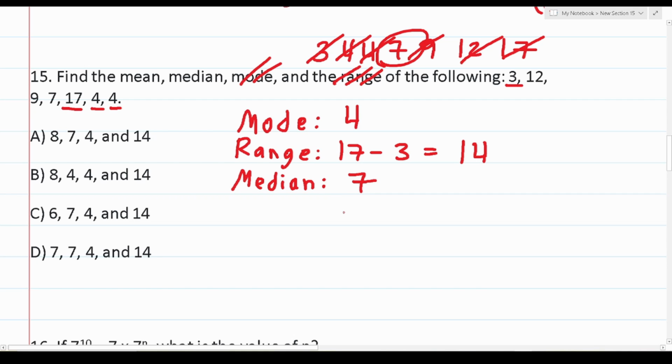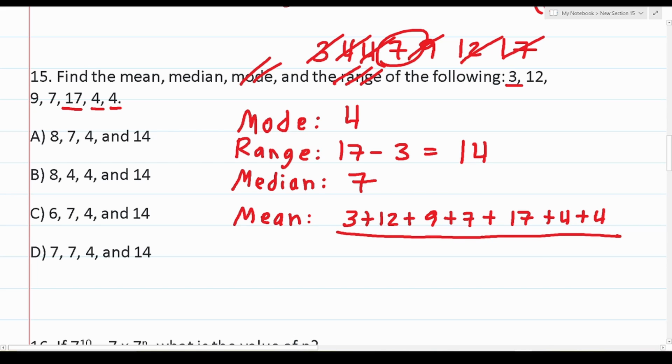So now all we have to do is find the mean. That's going to require the most amount of work to do. Again, the mean is adding up all the numbers in your data set divided by how many numbers there are in the data set. So in other words, that looks like this: 3 plus 12 plus 9 plus 7 plus 17 plus 4 plus 4. So that's all the numbers in this data set added up. And we're going to divide that by how many numbers there are in this data set. There's 1, 2, 3, 4, 5, 6, 7.